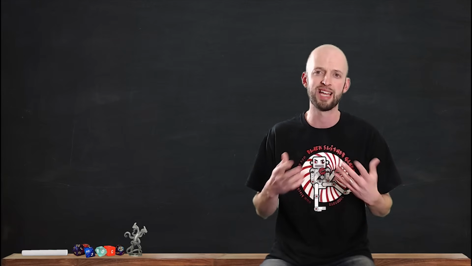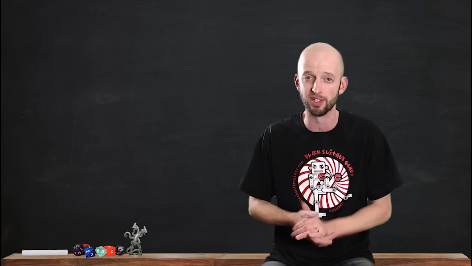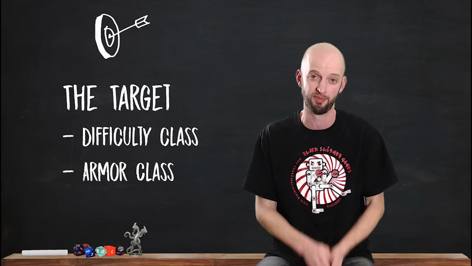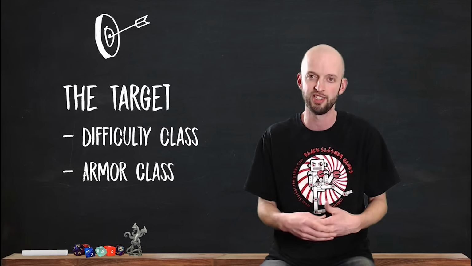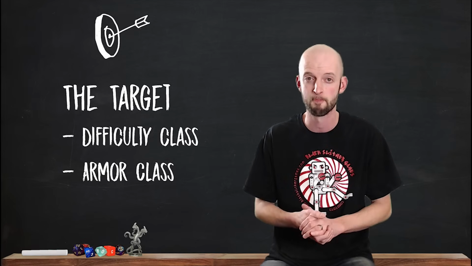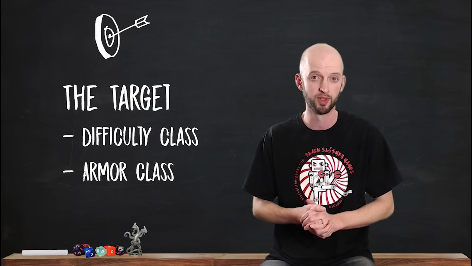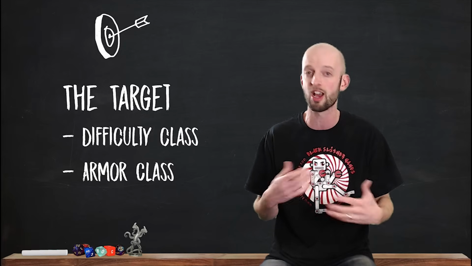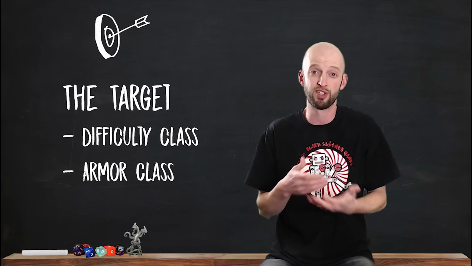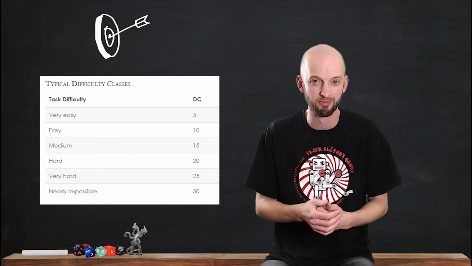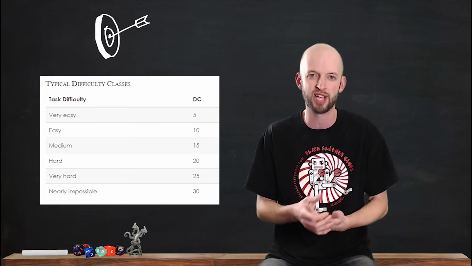The big question now is, what do I need to roll to succeed? And the answer is, you need to hit the specific target number for that situation. This target is usually described as either difficulty class or armor class. So firstly, difficulty. Difficulty class is the number needed to succeed in most non-combat situations. Sometimes it's written out in the materials, but other times the Dungeon Master has to make something up. This can be a bit subjective.